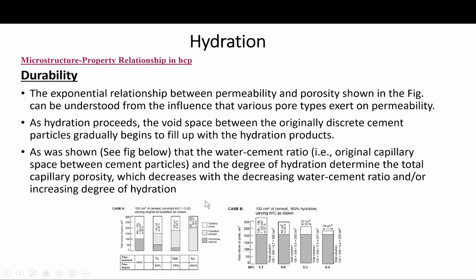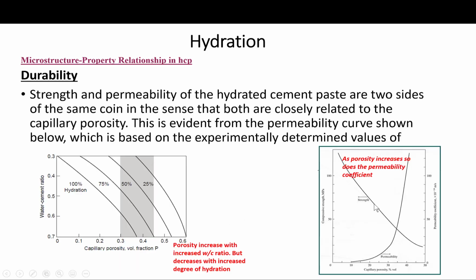If you remember, when we talked about the volume changes, I showed schematics similar to this, and we saw the effect of the hydration and the water cement ratio on the capillary porosity. It is also evident here that with the increase in water cement ratio, going down, the capillary porosity increases, and with the increase in hydration, going left, the capillary porosity, of course, decreases.